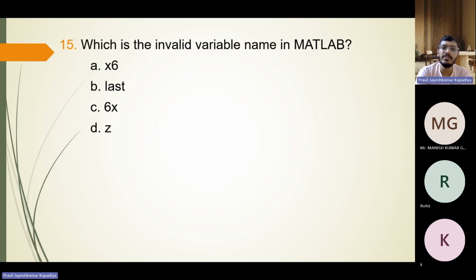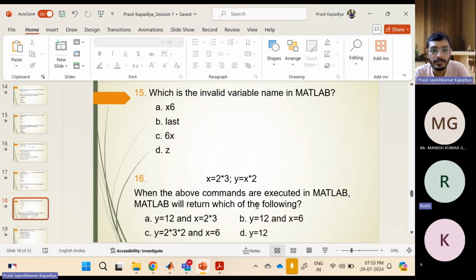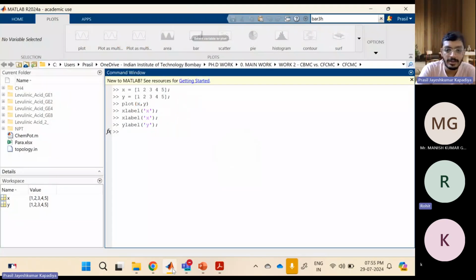Okay, which is the invalid variable name in MATLAB? Can anyone tell me which name I cannot give? Okay, let's go from here only. x6, yeah, correct. x6 is equal to 1. Okay, so that is working. Then the second one was last. last is equal to 1. That is also working.